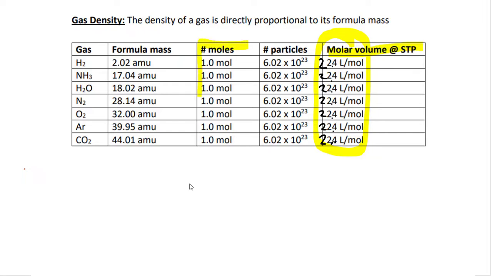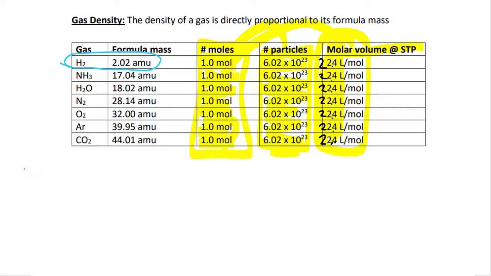All of these gases, for 1 mole of it, all have 6.02 times 10 to the 23rd particles. Because for 1 mole of anything, there's always 6.02 times 10 to the 23rd particles. And for 1 mole of any gas, there's always 22.4 liters of molar volume. Now, notice what is different: the formula mass. So, notice that H2 for hydrogen is 2.02 AMUs.